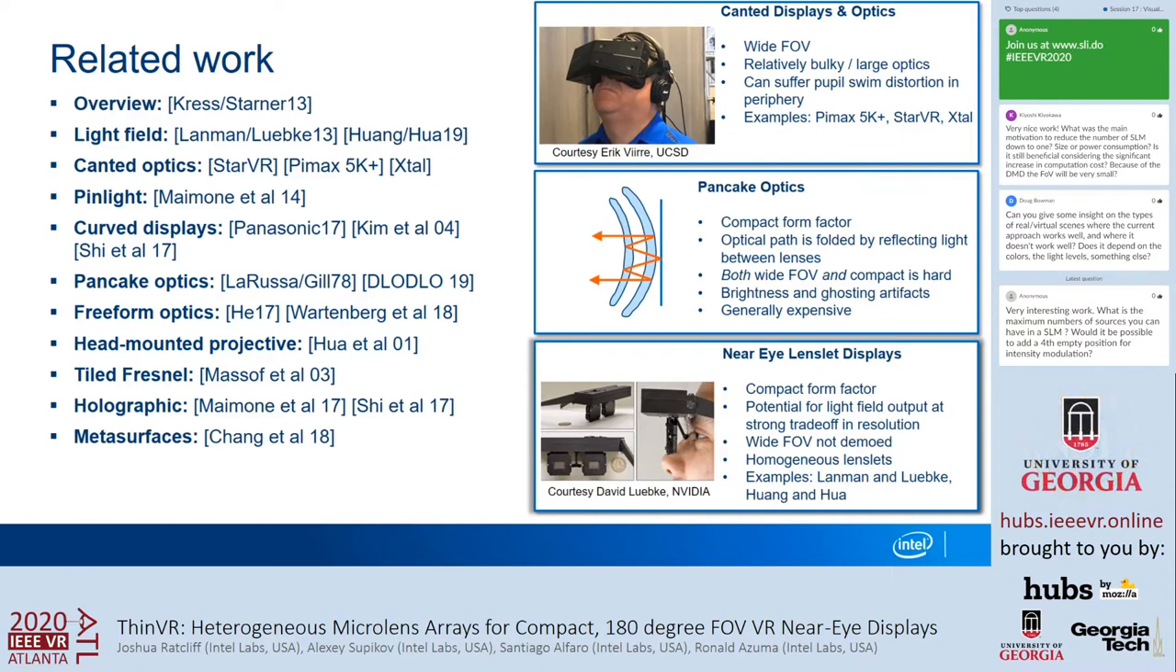In this respect, they succeed in their goal, but they still remain bulky due to their large optical elements and can suffer from peripheral pupil swim issues, a topic that I'll discuss later. These are available today for purchase in systems such as the Pimax 5K and the StarVR.